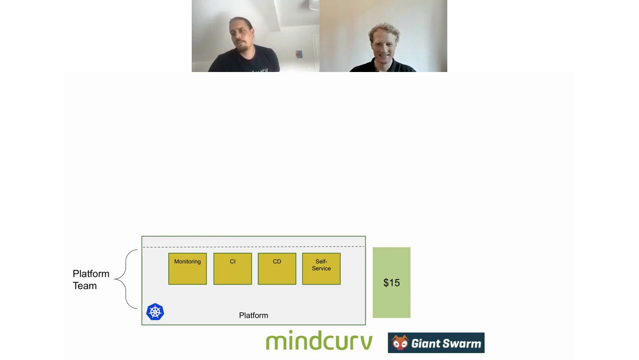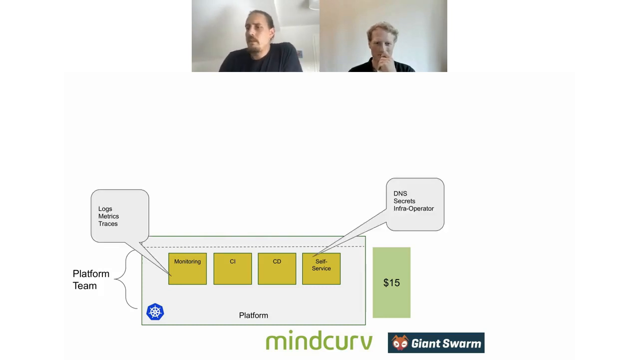But here we're starting with the platform, right? So I'm focusing on a few central building blocks of a platform. We have monitoring systems, CI, CD, and self-service. Let's look in there. The usual stuff: logs, metrics, traces, and with self-service, I put just three examples here: like external DNS for DNS name server management, secrets, infrastructure operator.